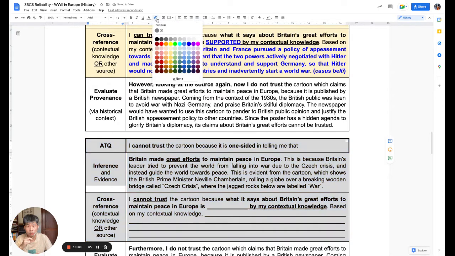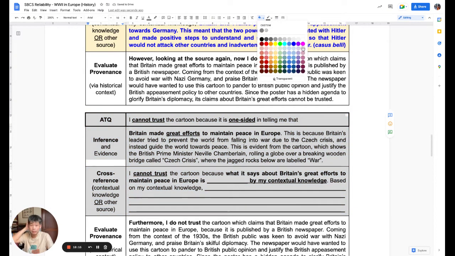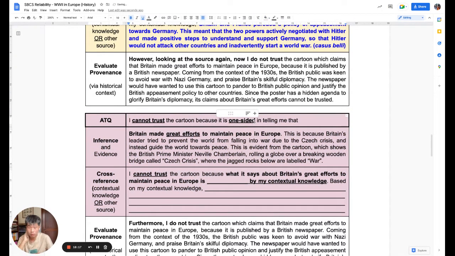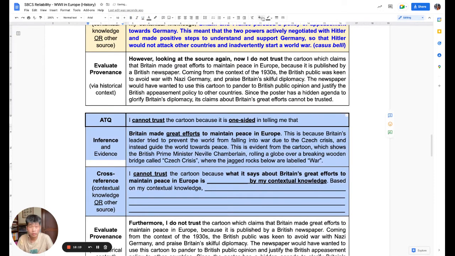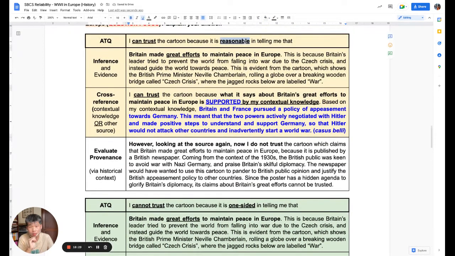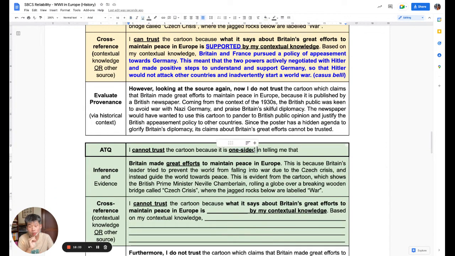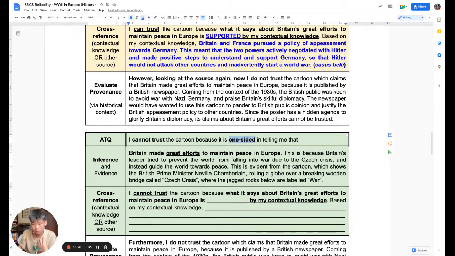First of all, when you say cannot trust, you start by saying that what the cartoon, what the source says, is one-sided. So here's the difference. Let me try to find a good background color for this. Okay, maybe green. Whereas when you say it can trust, it's reasonable. When you go for cannot trust, it is one-sided. So make sure that you establish that the cartoon, the source, is one-sided. That's why you cannot trust a cartoon. That's why it's not reliable.